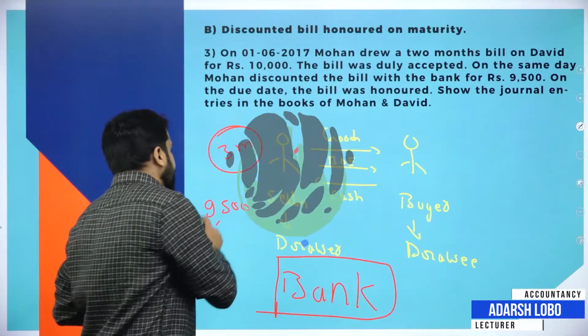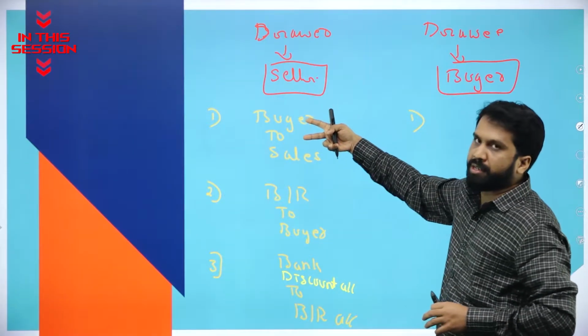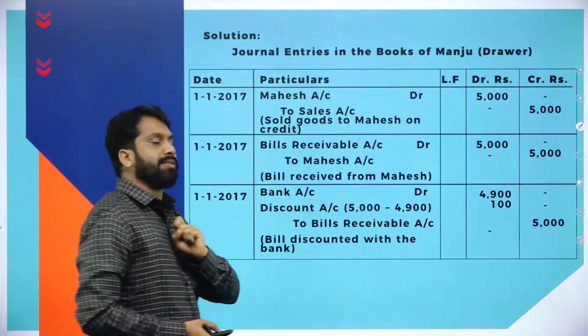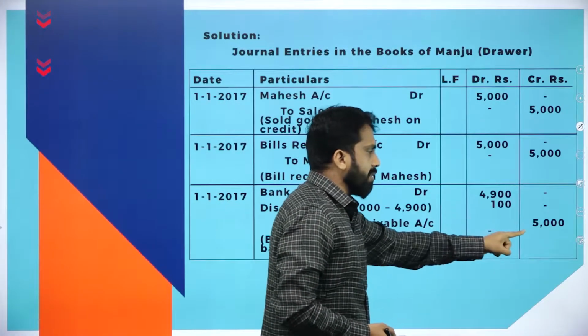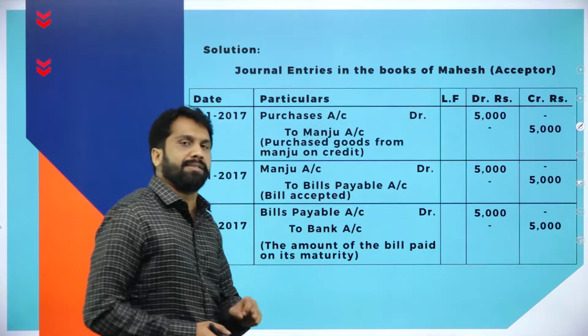Bank will pay me 9,500 by keeping that document. Whatever journal entry we made, it will be reversed. Sales will become purchase. What is the discount given? 100. What is the total value? 5,000. The final thing is bills payable to bank. 5,000.